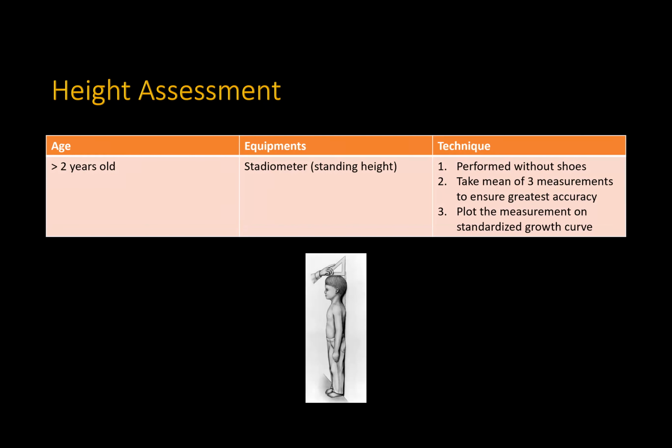Next. For the height assessment, for children more than 2 years old, we use a stadiometer for standing height. It is performed without shoes. We take 3 measurements and take the mean to ensure the greatest accuracy, and then we plot the graph on the standardized growth chart, growth curve.